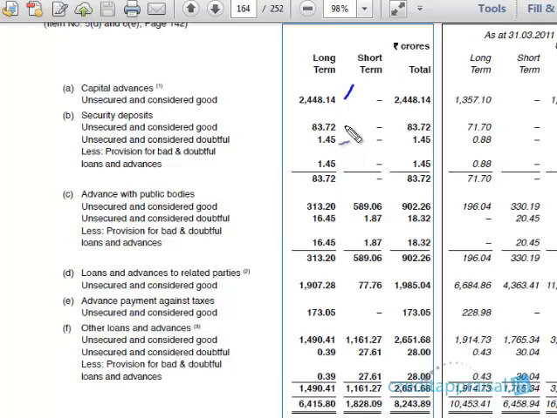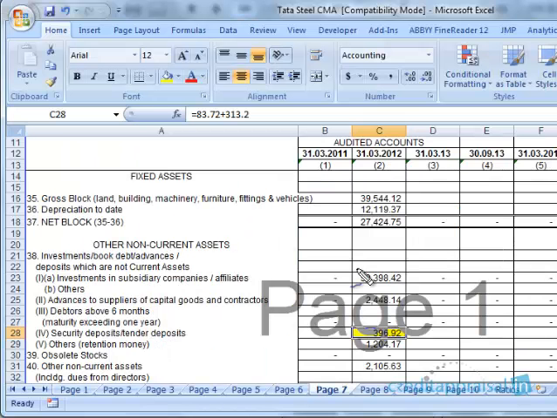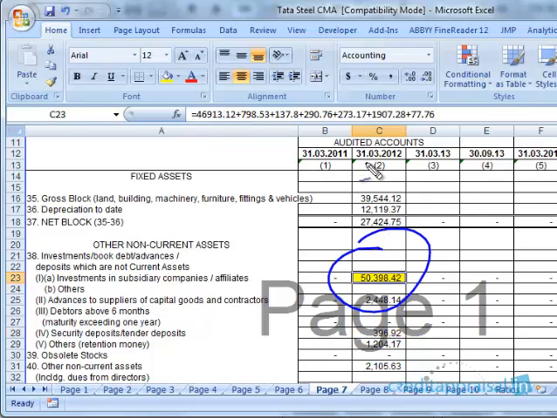This 83.72 is a security deposit. Usually the doubtful portion will be removed, that is, less provision for bad and doubtful debts. So you don't worry about this. Take the final figure. 83.72 crores is security deposit, and advance with public bodies, 313.2, we can also club under deposit. So 83 plus 313, security deposits, tenant deposits, and all these deposits we can put under a single head, deposits, here in non-current asset.